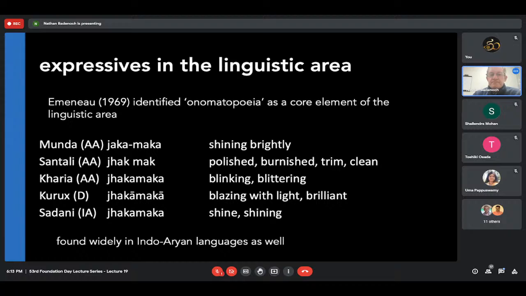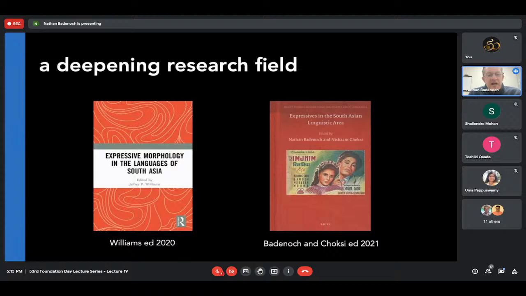So starting off saying that expressives have been ignored is the way we often do it, but obviously there's been a lot of work done, and it seems that there's a deepening field developing here. Among major recent works in the South Asia linguistic area, Williams has edited a very nice volume on expressive morphology that takes much of the previous work on reduplication and other morphological functions in South Asia to the next level of analysis and depth in terms of looking at different languages and different phenomena within that.